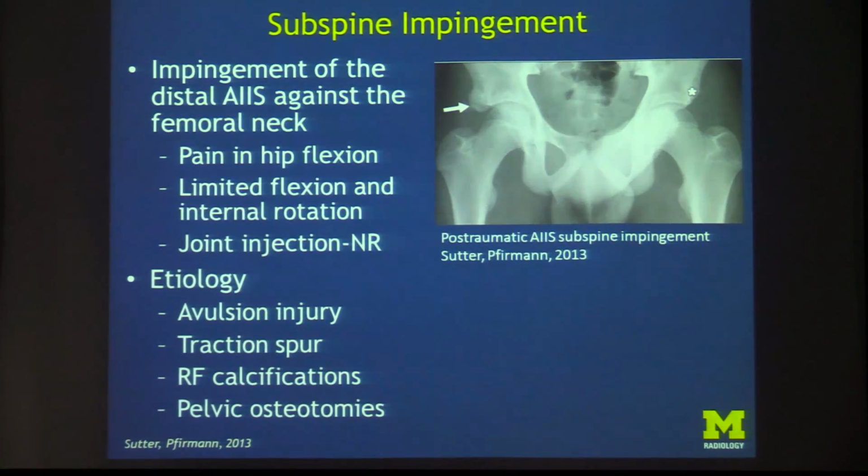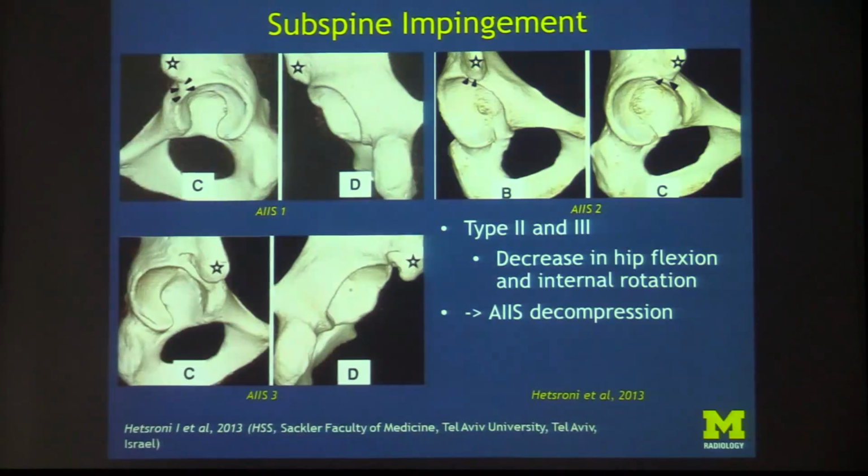Why do we have this? What's the etiology? Well, avulsion injury, chronic traction in a younger individual, calcifications in rectus femoris tendon, pelvic osteotomies, and there's probably a developmental component to it as well. Yiftach Hetzroni and his colleagues at HSS showed different morphologies of the AIIS in different individuals with decrease in hip flexion in some of these variants.